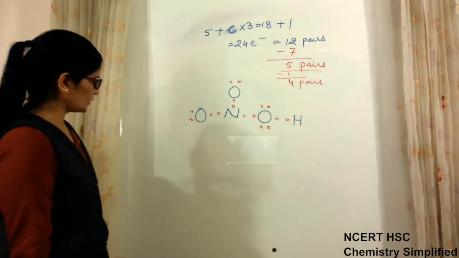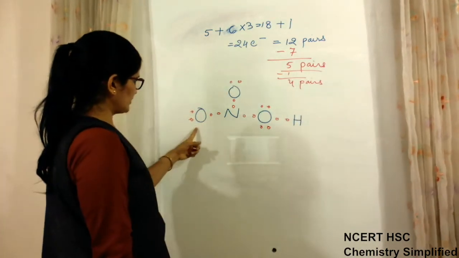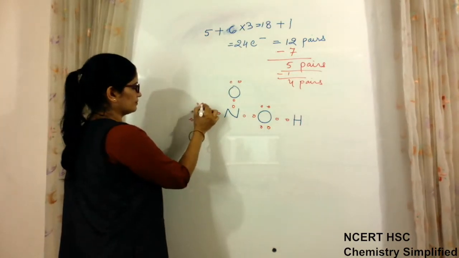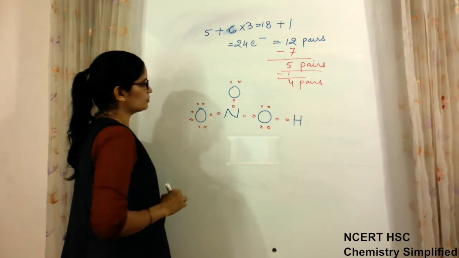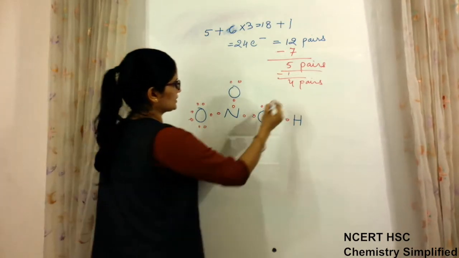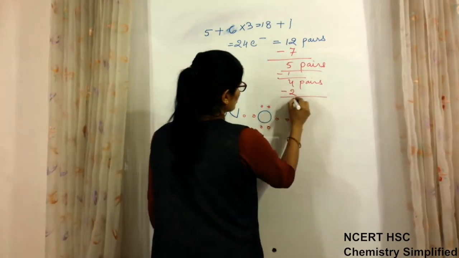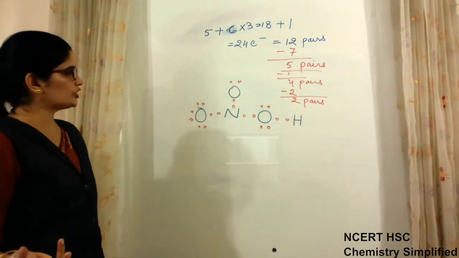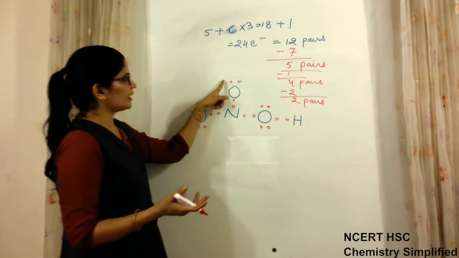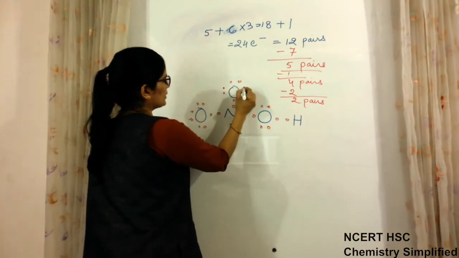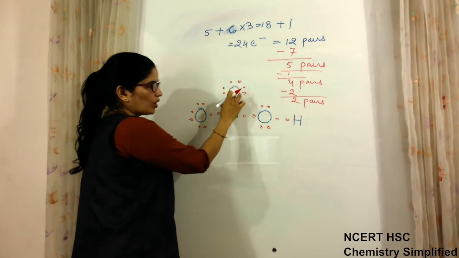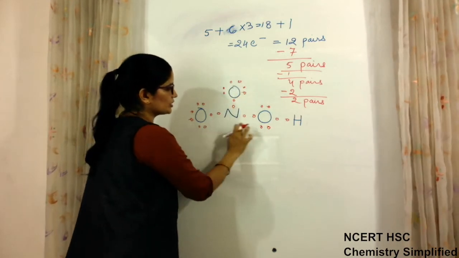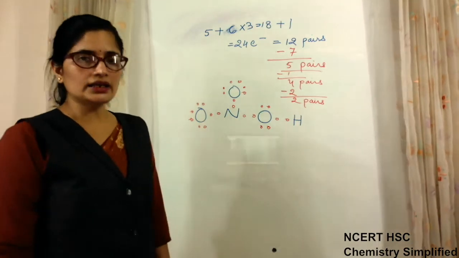Okay. Now to this, if we see 1, 2, 3, 4 only. So it requires 2 pairs more to complete its octet. Minus 2. So we are left with only 2 pairs now. Now if only 2 pairs are left, then if I put 2 pairs like this, 1 pair and second pair, then octet of this oxygen is complete. 1, 2, 3, 4, 5, 6, 7, 8. But octet of nitrogen will remain incomplete.